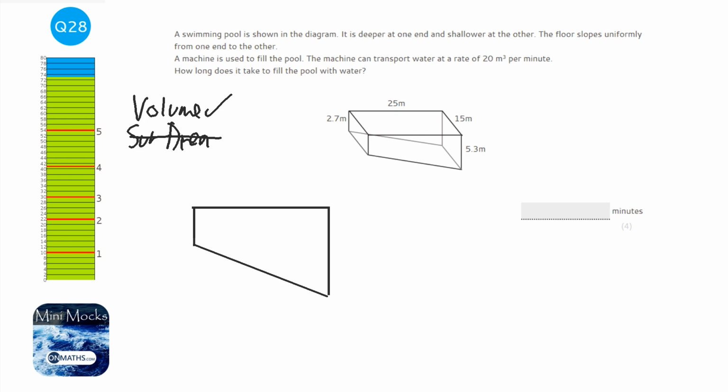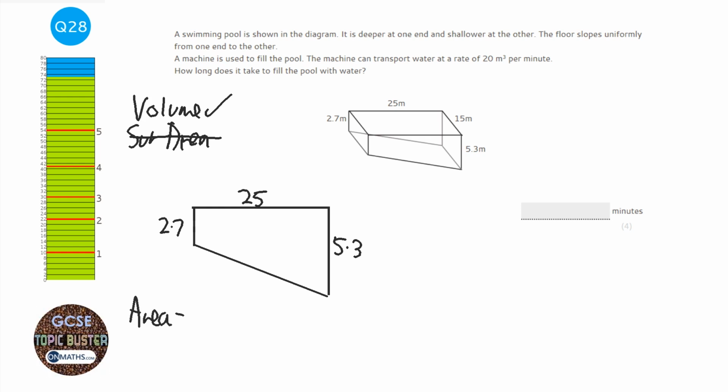And that height is going to be 2.7 that side, 5.3 that side, and 25 across. And I'll leave off meters because I know they're all in meters. But do check they are all in meters when you do this. So we've got to first of all work out the area. Now the area of a trapezium is half A plus B H.